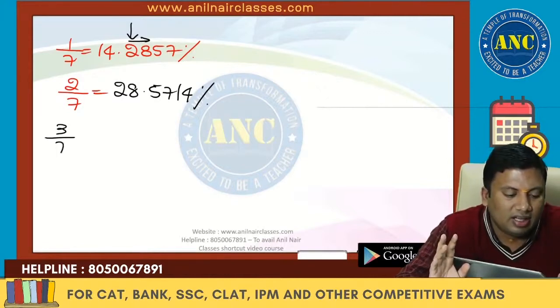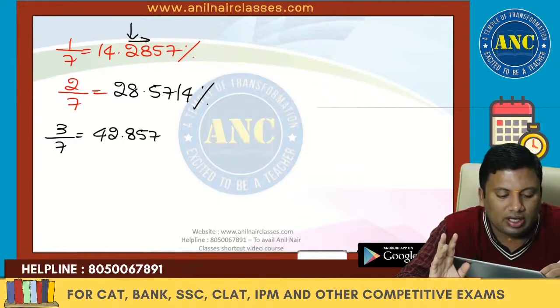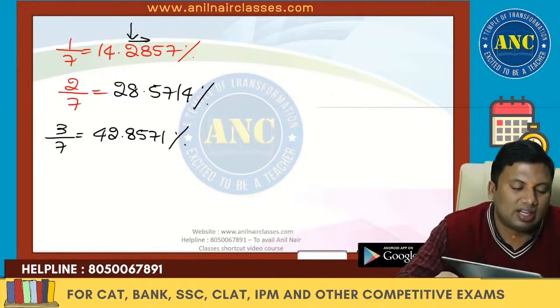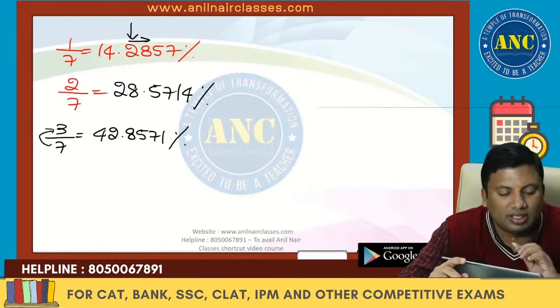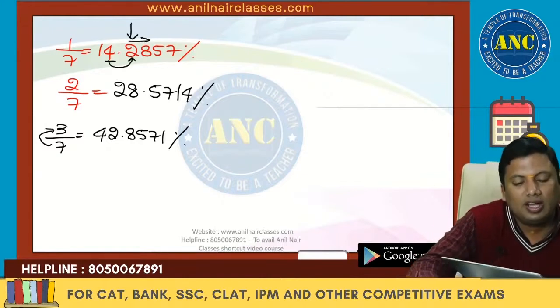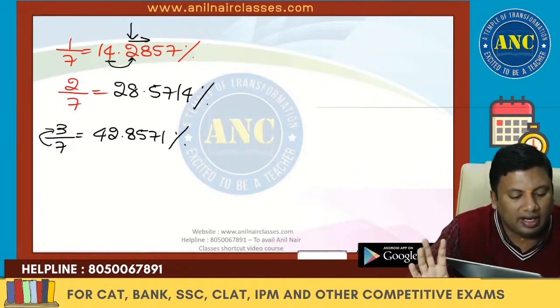3 by 7. 3 tens are 30. The answer is 42.8571. Rakesh, one more example. 3 tens are 30. 7 goes 4 times in 30, 4 times, and then the next digit. 42.8571. I hope the idea is clear.